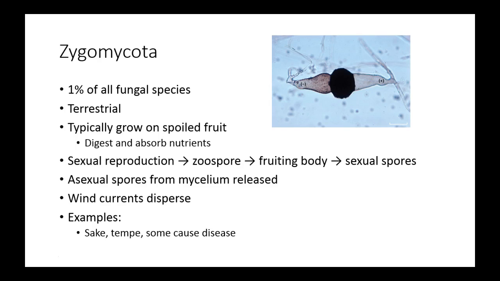There are some examples in here that are used to make certain products, sometimes through the process of fermentation. In the case of sake, which is an alcoholic drink, tempeh is a product that is used, and that's a product of some of the life cycle of these groups in this Zygomycota. Some also cause disease, so that can be very important to look at as well.